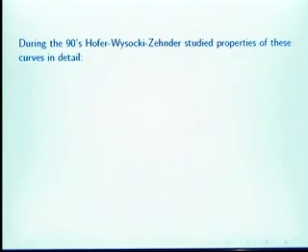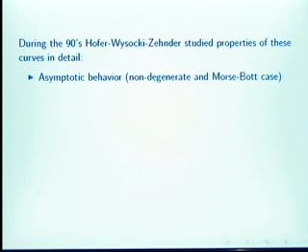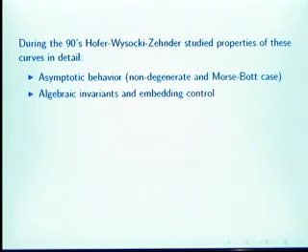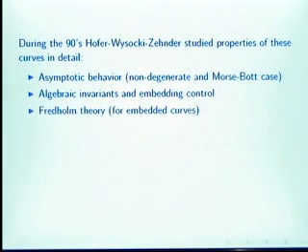Okay, during the 90s, the properties of these curves were very much studied. They're still being studied. And the first people who studied these properties were Hofer, Wysocki, and Zehnder in a series of papers where they studied the asymptotic behavior, so the behavior of the curve as you approach the puncture. This is a convergence to the periodic orbit. They also studied a bunch of algebraic invariants in order to control how these curves behave. And they also defined a Fredholm theory for some curves, for a somewhat restricted class of curves.